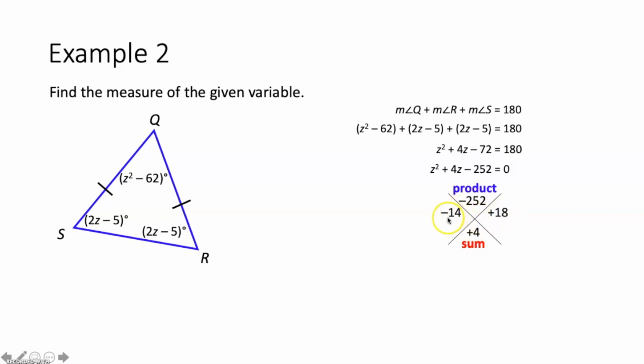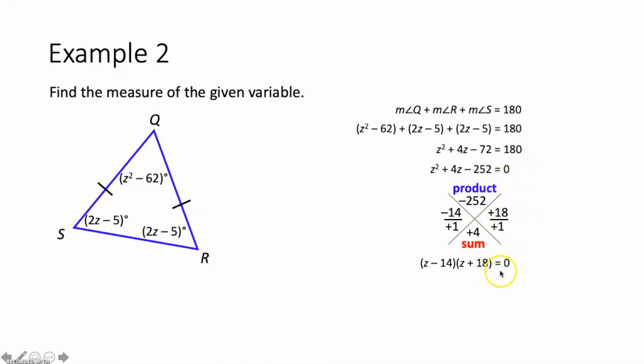I then divide each of those by my a value, which in this case is 1, so it's not really doing anything. And I'm going to write my parentheses going bottoms up. So the bottom number goes with my z, so it's going to be 1z minus 14 in the first set of parentheses. In the other set of parentheses, it's going to be 1z plus 18. Now again, this is set equal to 0.